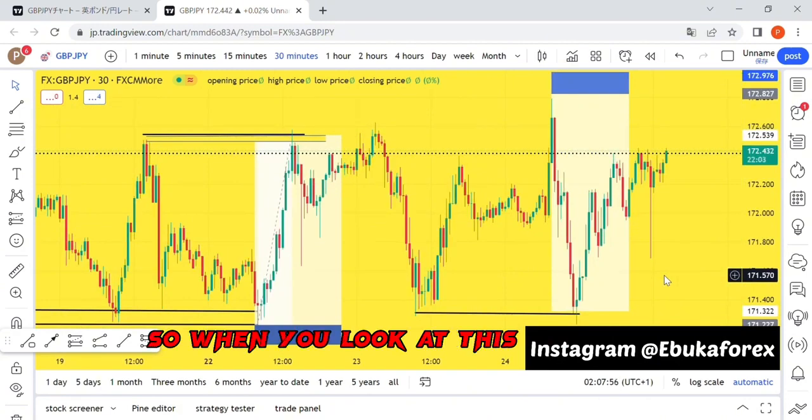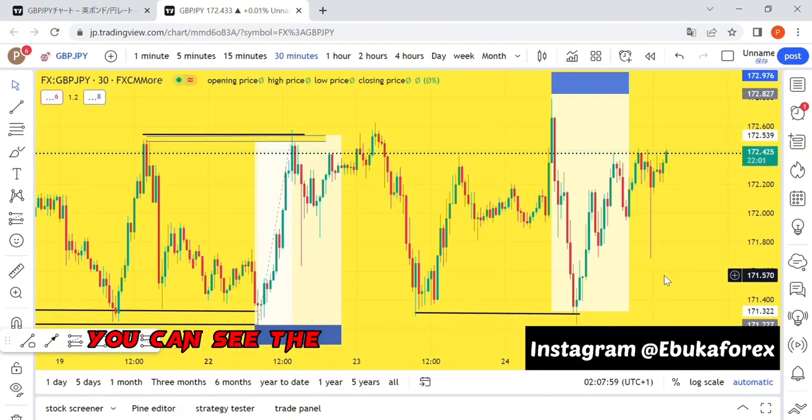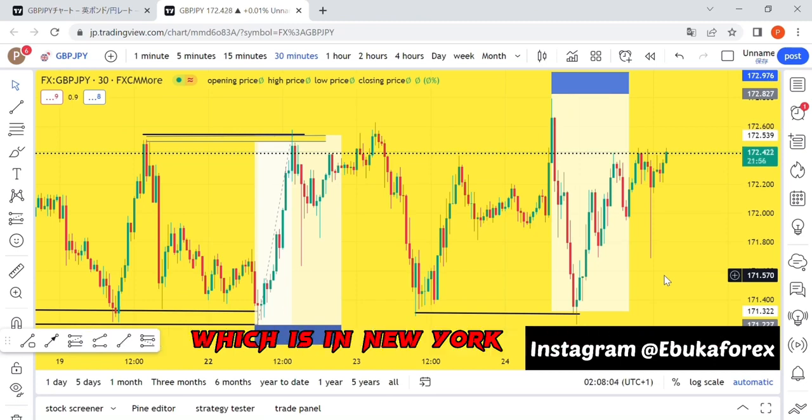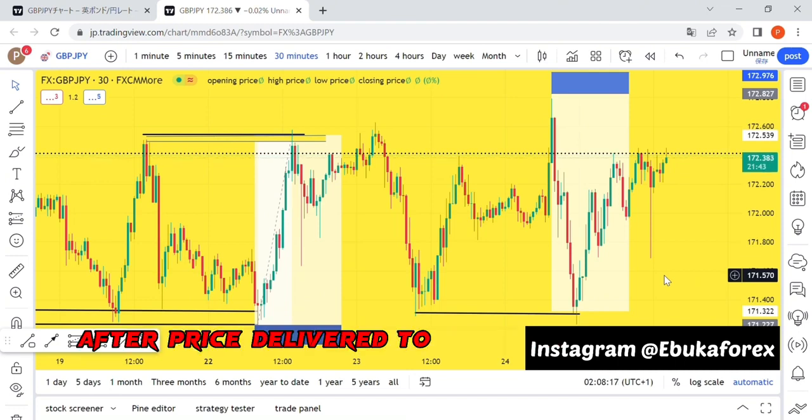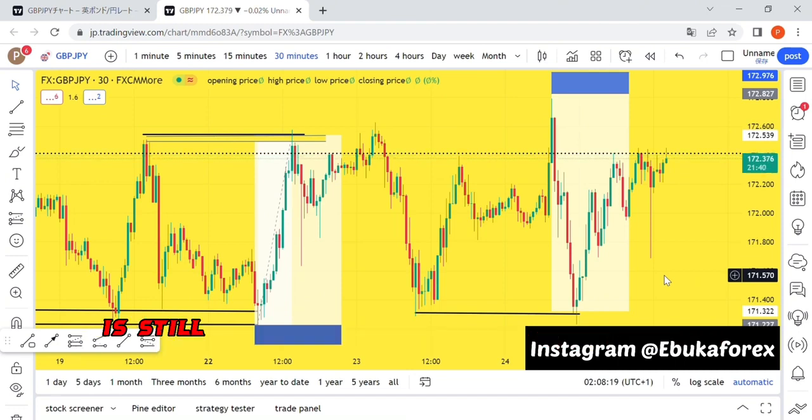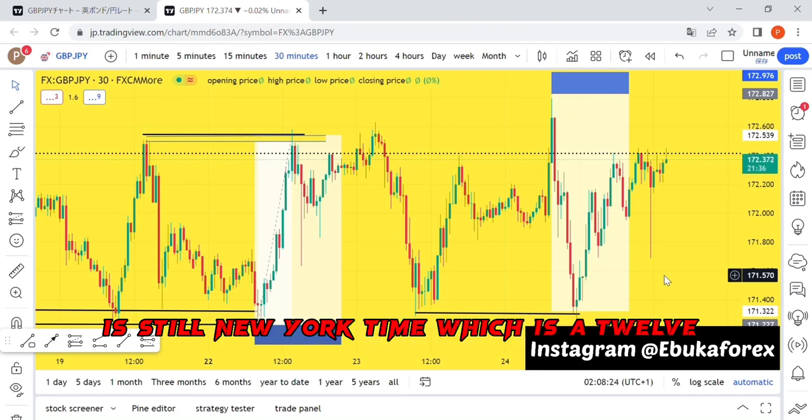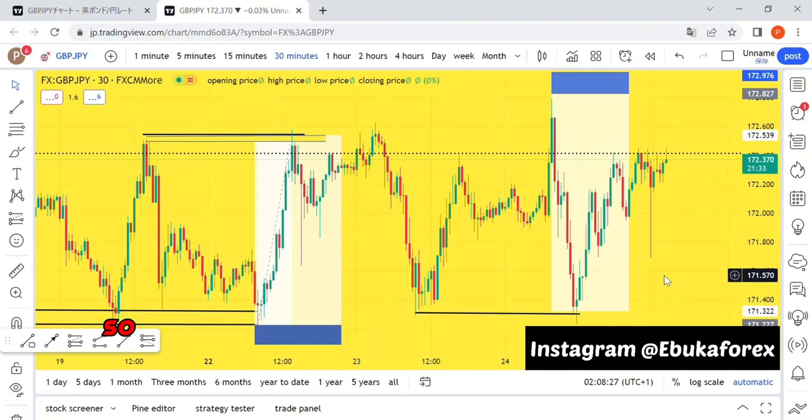So when you look at this area now, you can see the movement, which is 2 p.m., which is the New York session. Okay, when you look at this level, the time for price to make the major move after price delivered to this key level here is still New York time, which is 12:30 p.m. So there's nothing else you need in the market. So that's it, guys.